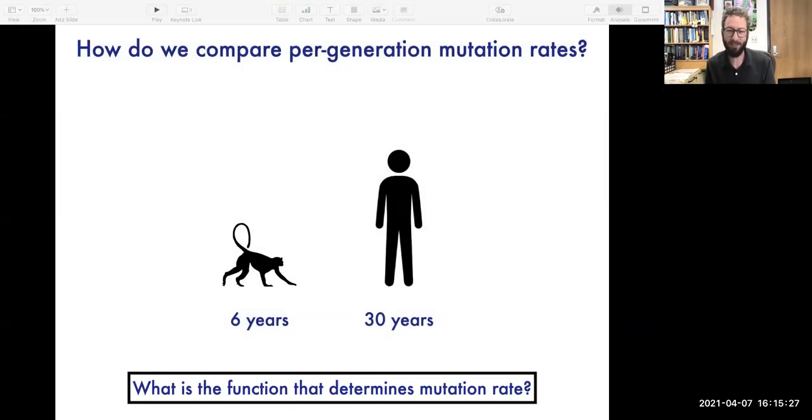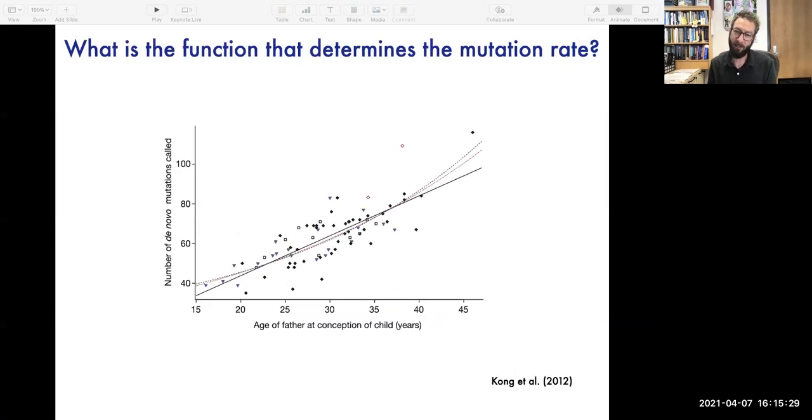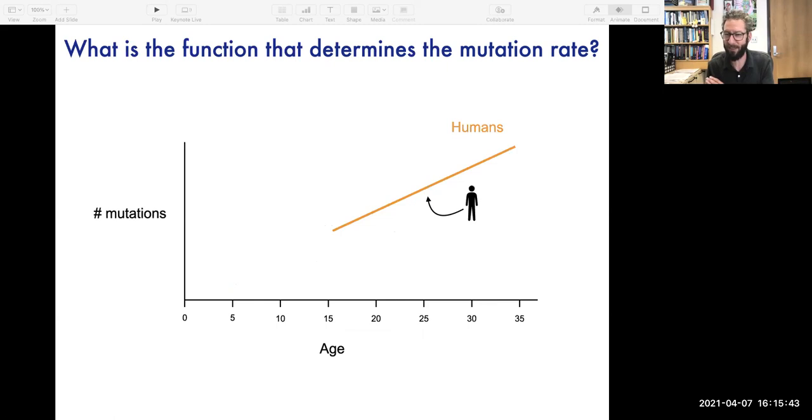Okay, so what's the function that determines mutation rate? It seems obvious that this is the function, right? We can learn it from humans if we just assume it hasn't really changed between humans and the other primates. The problem, of course, is that this function only goes down to 15 years of age. It doesn't go above about 45 or 50. It doesn't go below 15. We're going to ignore the upper half because there's not too many primates that have kids after 50. So really the question is, what does the function look like when it's lower than this bottom level of the human rate, right?